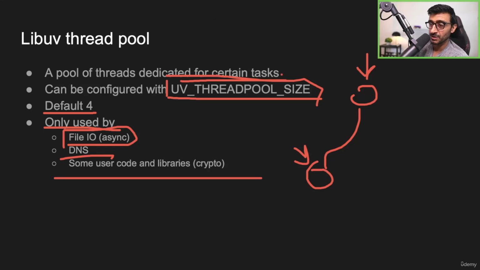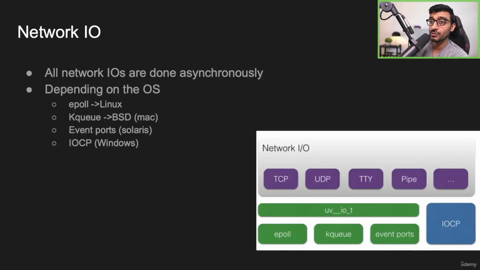And you can change this. Of course, you cannot just change it to any number. It has to make sense. A good number is to match the number of cores you have, the logical cores. But that can also be increased if you are mainly I/O driven, not CPU bound. Network I/O, we talked about this: epoll for Linux, kqueue for BSD and Mac, event port for Solaris, and IOCP for Windows.